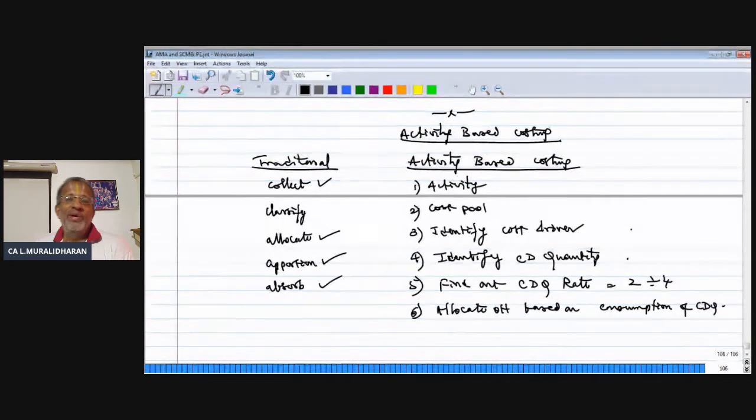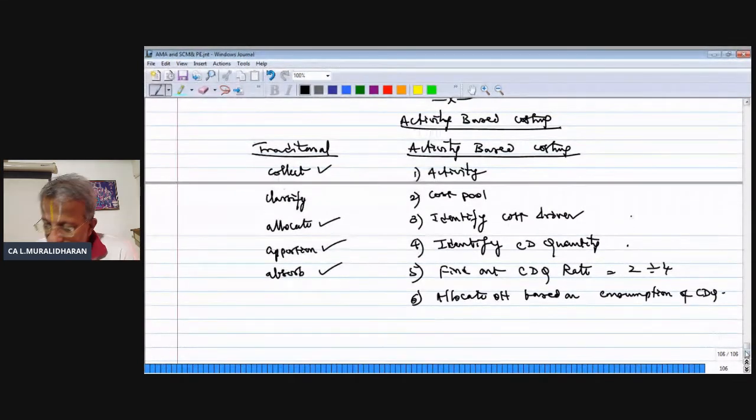One cannot be taking up the total cost and dividing by the number of units. When I have not contributed towards the cost, when I have not cost anything in the total cost of the product, why should I bear that particular expenditure? So, a more logical way of doing things is through activity-based costing. So, do not forget these 6 steps: activity, cost pool, identify cost driver, identify cost driver quantity, find out cost driver quantity rate, and lastly, allocate based on consumption of CDQ.